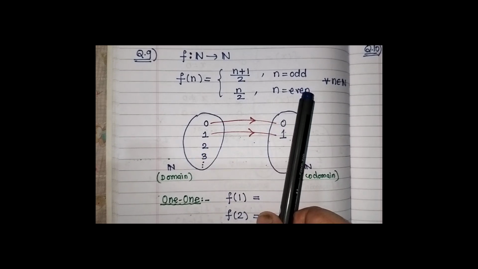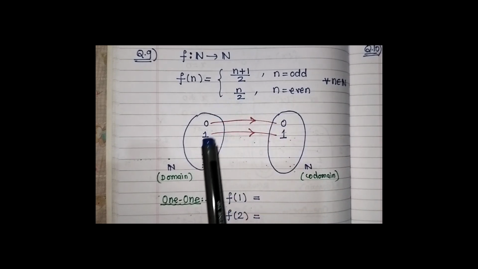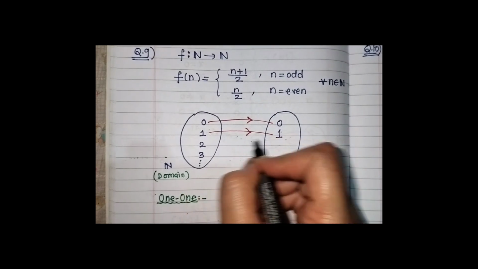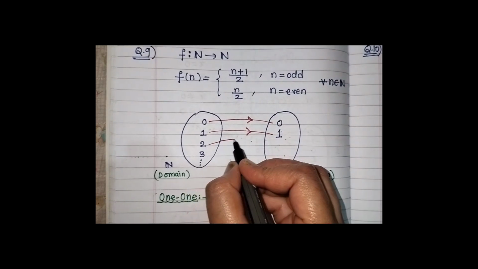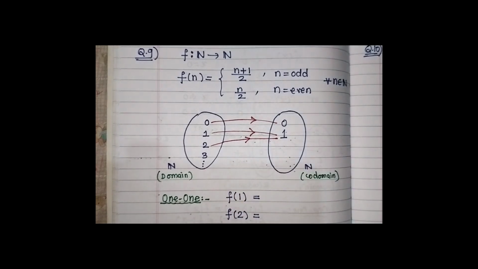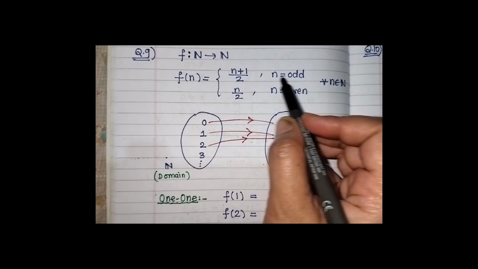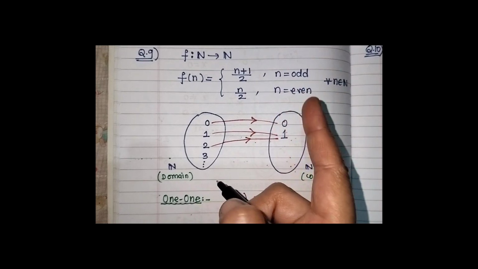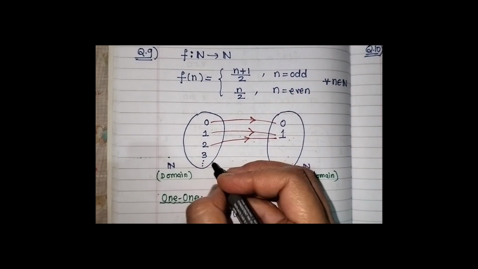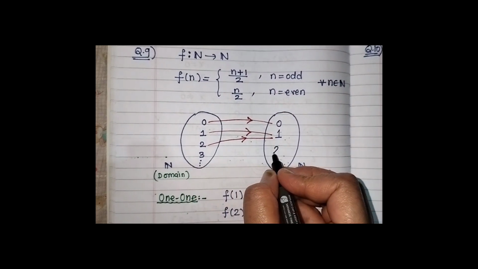2 is an even number. So 2 upon 2 is 1. So where will 2 go? This will map to 1 again. So you have 2 maps to 1. What about 3? Now 3 is an odd number. So when you put 3 in the odd definition, it is (3 plus 1) upon 2. 3 plus 1 is 4. 4 upon 2 is 2. So 3 will map to 2.